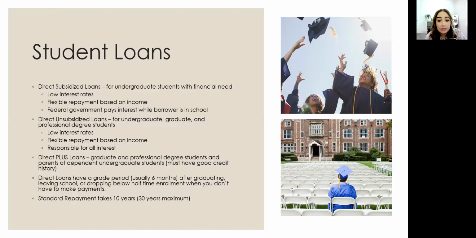Direct loans have a grace period, usually 6 months after graduating, leaving school, or dropping below half-time enrollment, when you don't have to make payments. So you usually will have 6 months after you graduate or you leave school, right, where you don't have to make payments, and payments will begin to be due about 6 months after you've finished school. Standard repayment takes 10 years for student loans. Now that can change. If you're going based on your income and your payments are lower than what standard repayment says, it can take longer, but 30 years is the max that they allow. So once you graduate, you can always talk to the people who are giving you your loan, and they can help you figure out repayment options if that's something you're looking for.